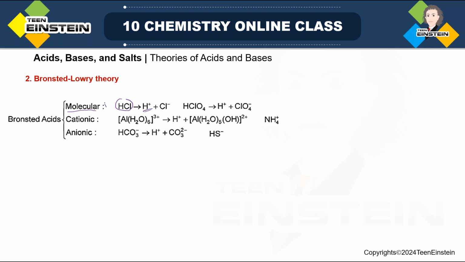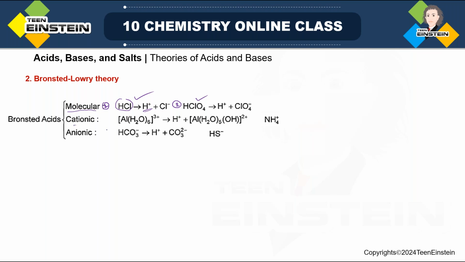Similarly, another example. This is number 1 under molecular, that is, a neutral species acting as a Bronsted acid. Number 2 example, HClO4. HClO4 can also dissociate to H plus and ClO4 minus, and according to the definition, we can also call it a Bronsted acid. Now HCl and HClO4 both are neutral species, so they are molecular species, neutral.